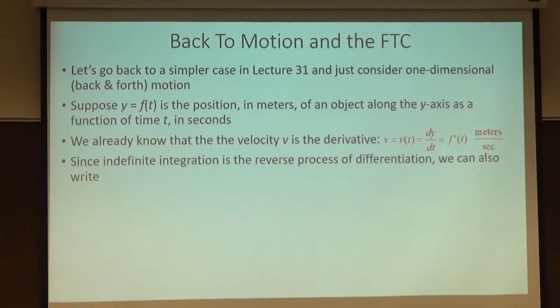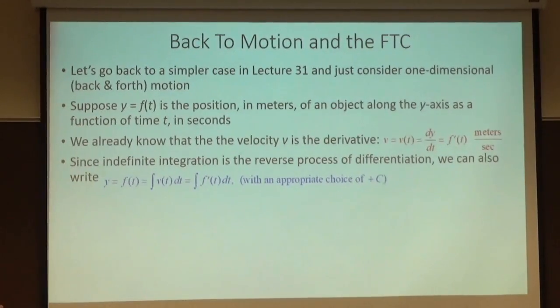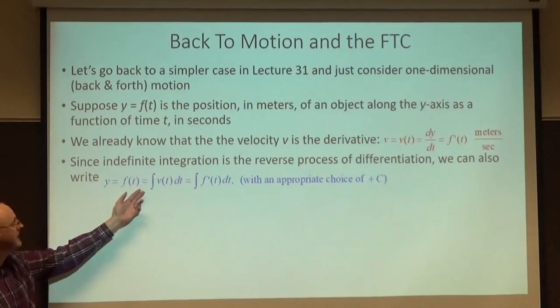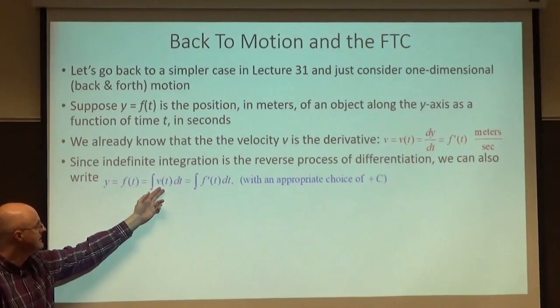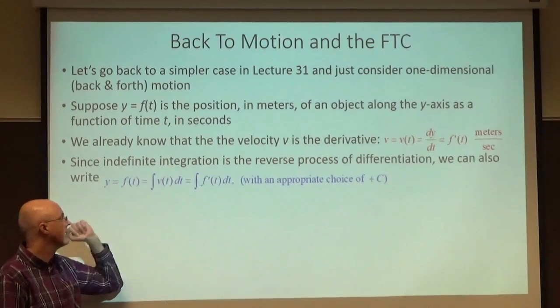Since the indefinite integral, or since indefinite integration is the reverse process of differentiation, we can also undo this by integrating. We can write this equation. The original function is the indefinite integral of the velocity. The velocity is also the derivative of the original function.